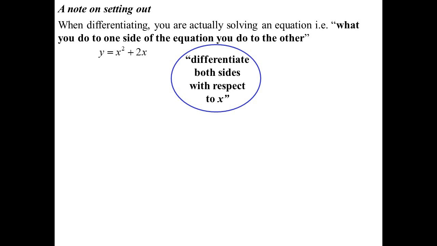What I'm about to do is differentiate both sides with respect to x. Now, you wouldn't actually write it down like this, but this is what you're actually doing. What you do to one side, you do to the other. So I am differentiating on the left-hand side y with respect to x. On the right-hand side, I'm differentiating x squared plus 2x with respect to x. So on the left-hand side, what I'll end up with is dy/dx, and on the right-hand side, I'll end up with 2x plus 2.